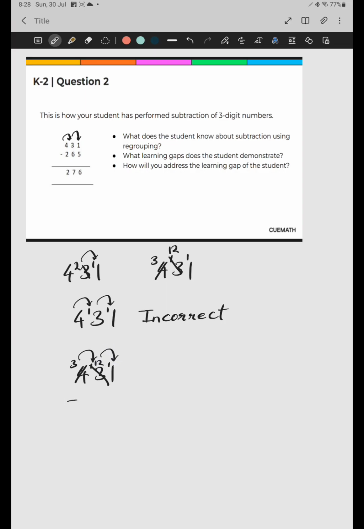Okay, so now when we subtract 265 from this, we will get 166, not 276.